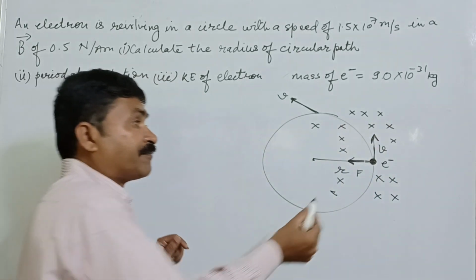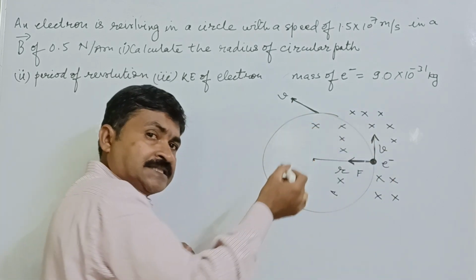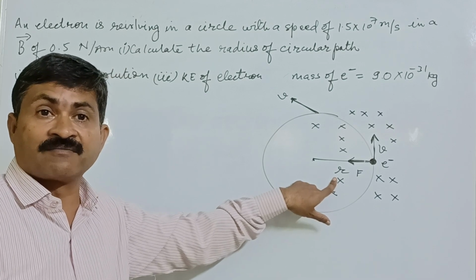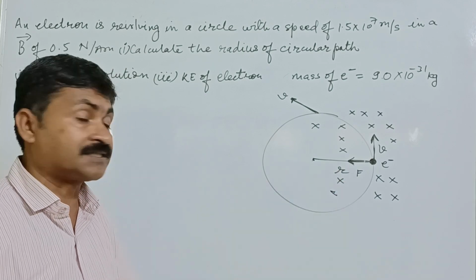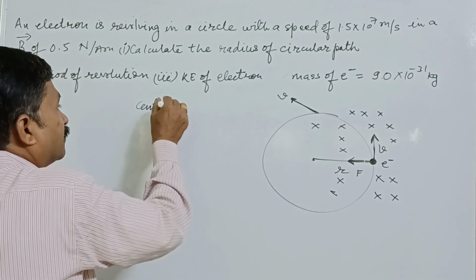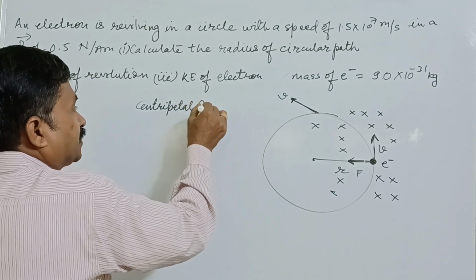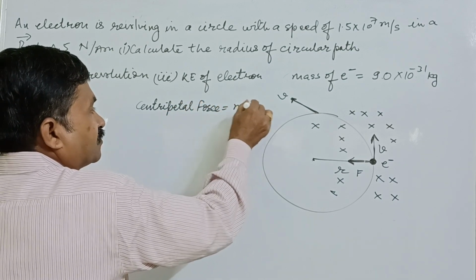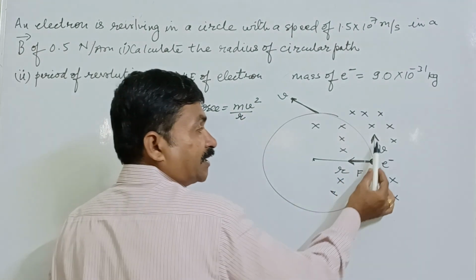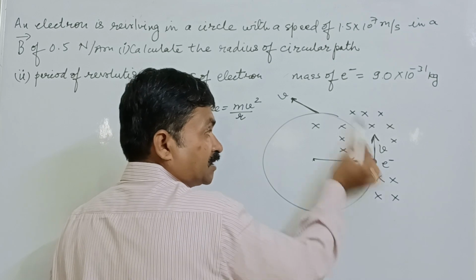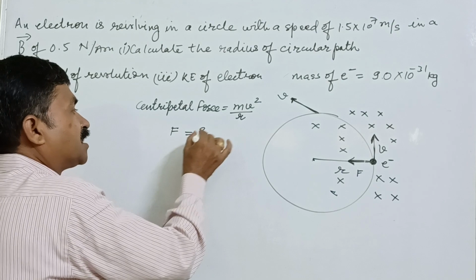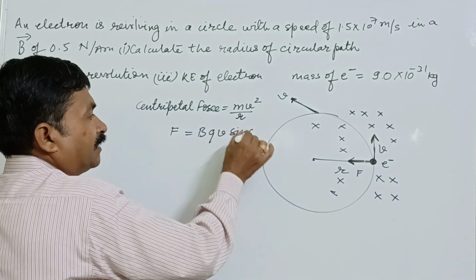Now this force, if it is moving continuously in this direction with a radius r, then there will be a centripetal force which will balance it. Now centripetal force is equal to mv² upon r, and the force which is acting in this magnetic field, that is F, is equal to BQV sin theta.